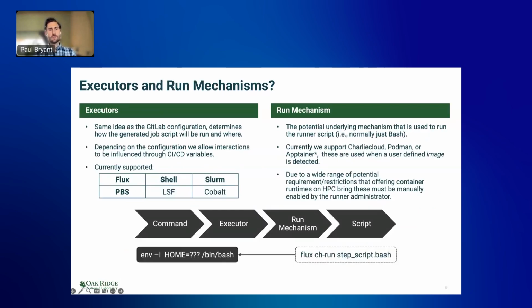Jacamar is going to generate this sort of command or interface to the underlying scheduler that, if we look at the CLI, would look something like this: the scheduler, in this case a Flux runtime, then ch-run, which is the run command for Charliecloud if we're using that run mechanism, and then the actual script that the runner generated. In this case, that would be the combination of your before_script and script in your CI YAML file.